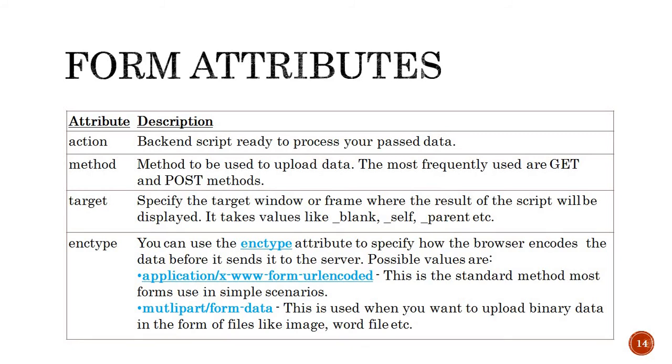Then enctype. You can use this attribute to specify how the browser encodes the data before it sends it to the server. It is an optional attribute. If you want to use this, then fine, otherwise no need to use it. For this we use two types of values. One is URL encoded. This is the standard method, and most forms use this. The second one is multipart form data. This is used when you want to upload binary data in the form of files like your images, Word files, etc.